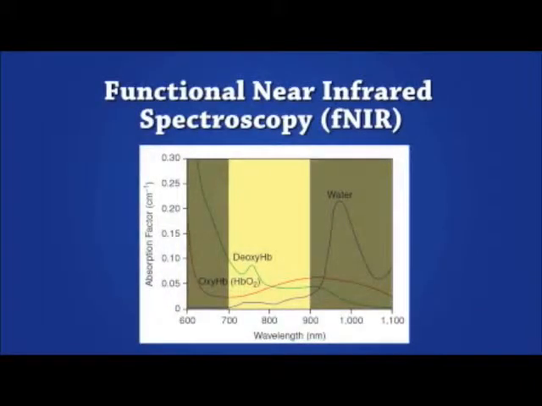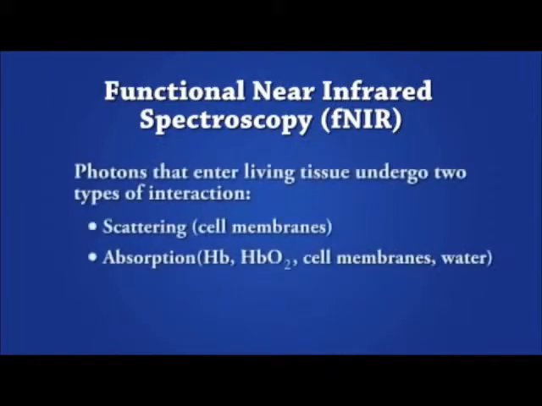Near-infrared light can penetrate tissue a few centimeters within 700 to 900 nanometers. When light enters the tissue, it is either absorbed or scattered. Absorption is due to chromophores, light-absorbing molecules such as hemoglobin and water. Scattering occurs in the structure of the tissue, such as cell membranes and layers.